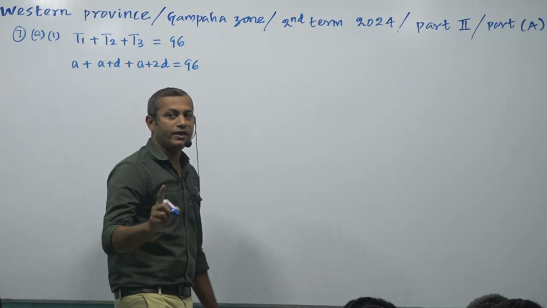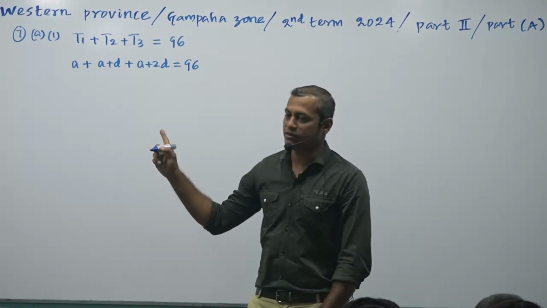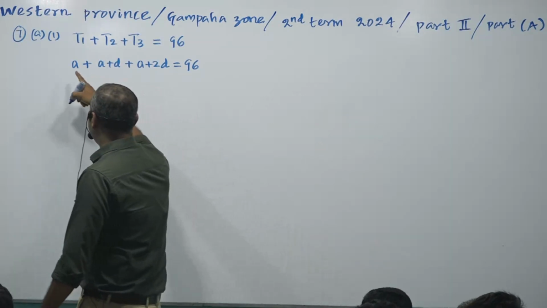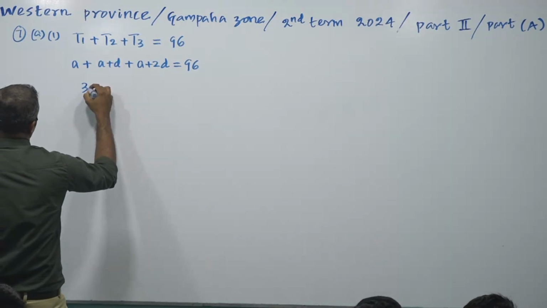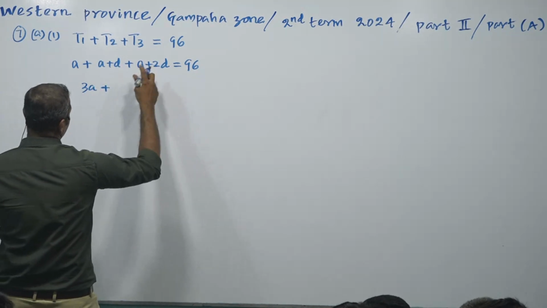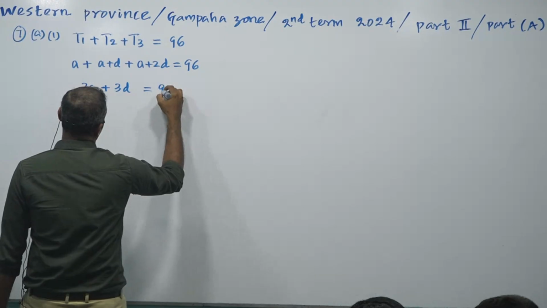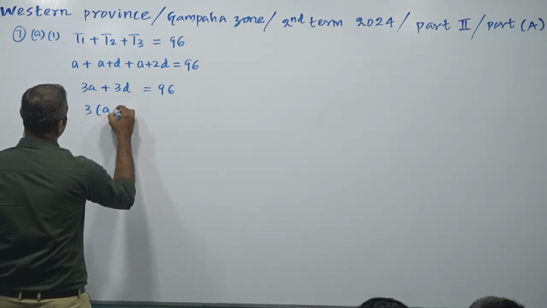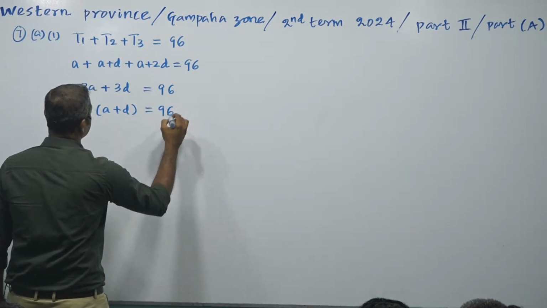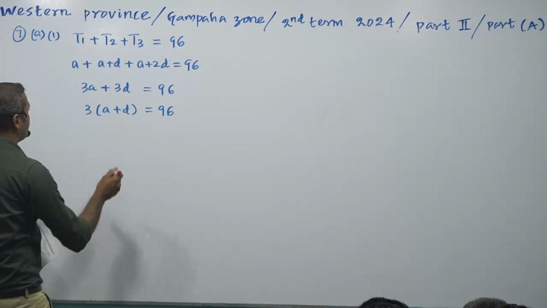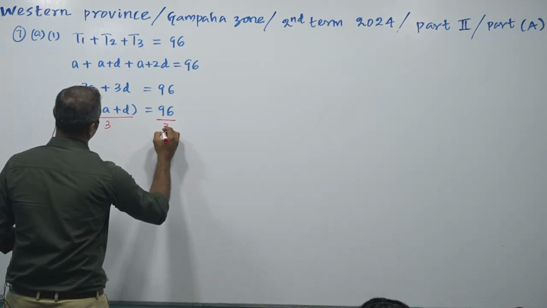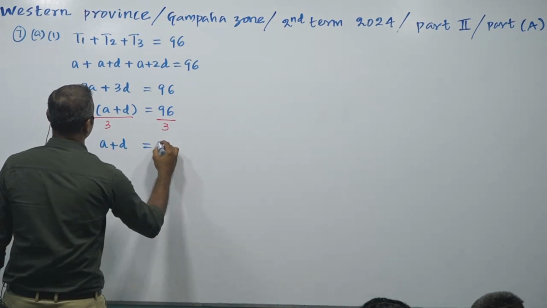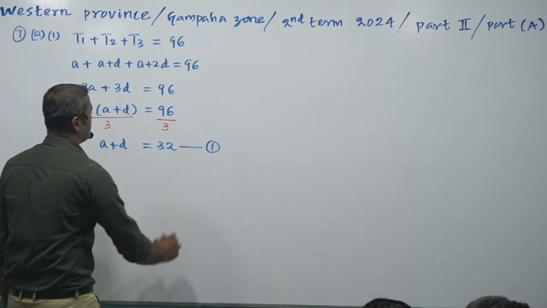A, not AR, that is geometric progression. Second term is A plus D. Third term is A plus 2D. Then A plus A plus A, how much? 3A plus D plus 2D, 3D. This is 96. Still we can simplify. Take 3 out. A plus D is equal to 96 over 3. Then divide both sides by 3. Then A plus D is equal to how much? A plus D is equal to 32. This is the first equation.